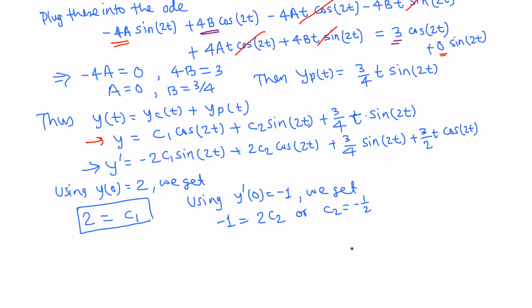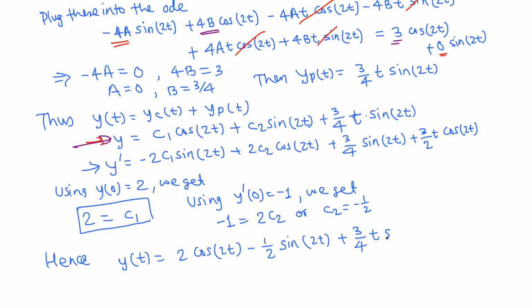Now we plug C1 and C2 in and find the solution. So our solution is given here. C1 and C2 are just found. So y equals 2 cosine 2t plus C2, which is -1/2, sine 2t, and the particular solution we found, 3/4 t sine 2t. Okay, final.